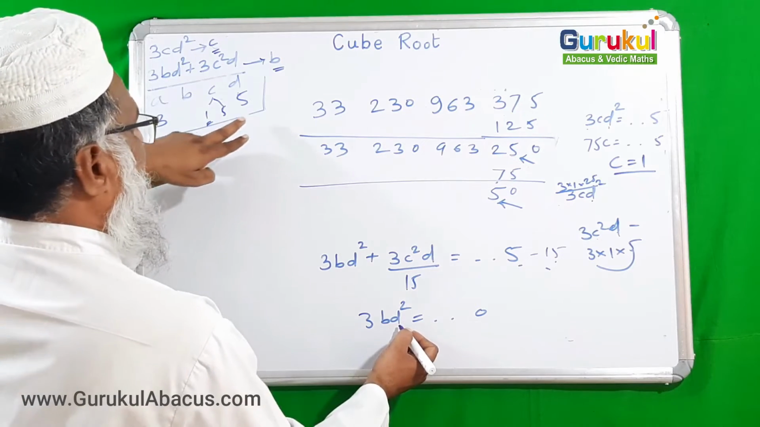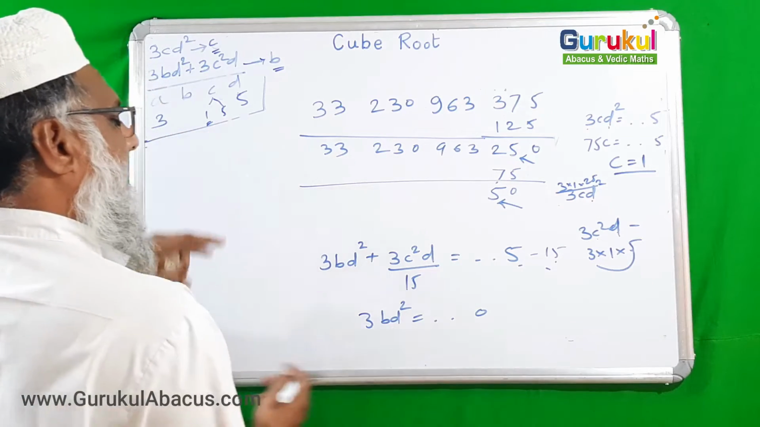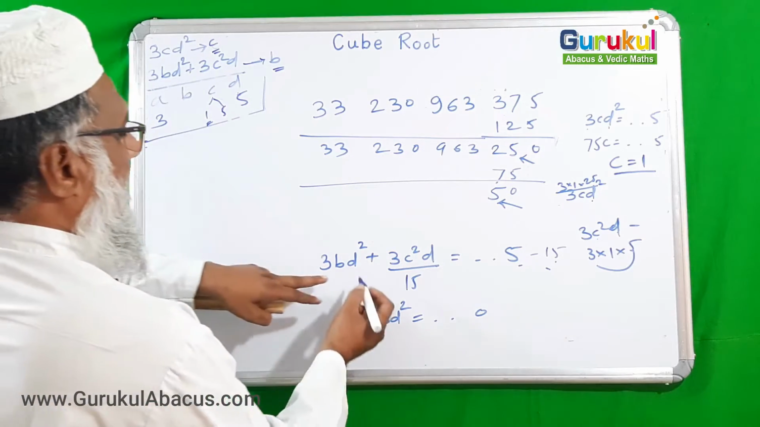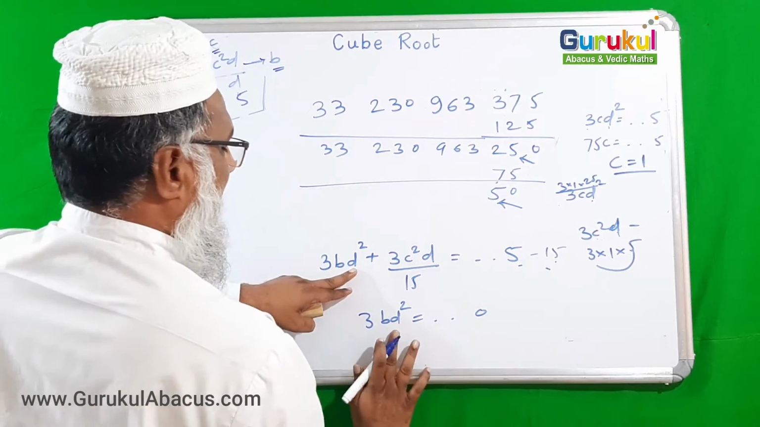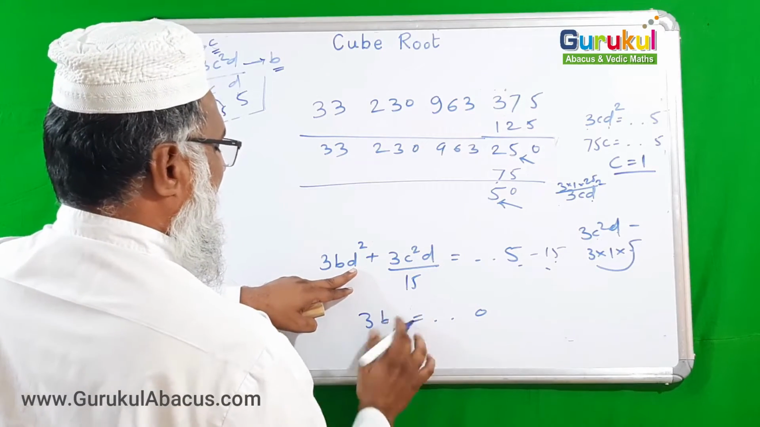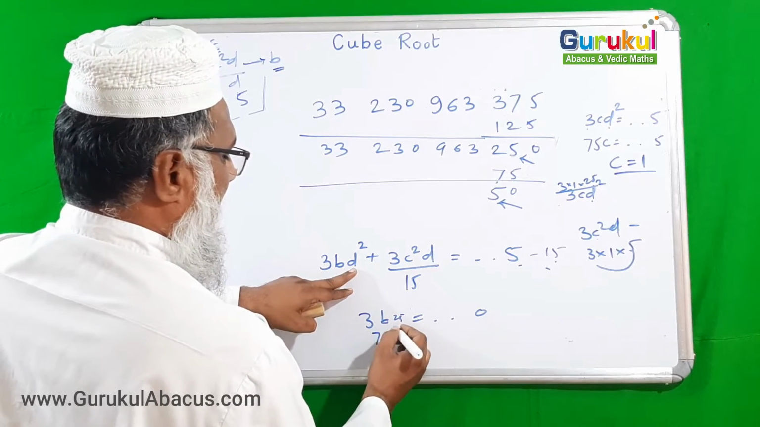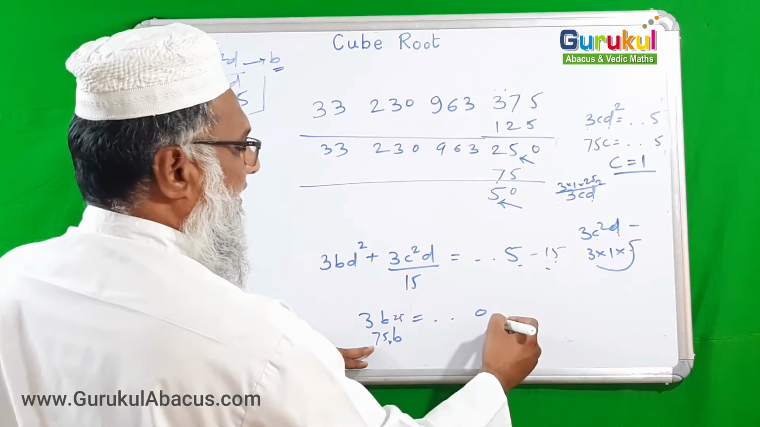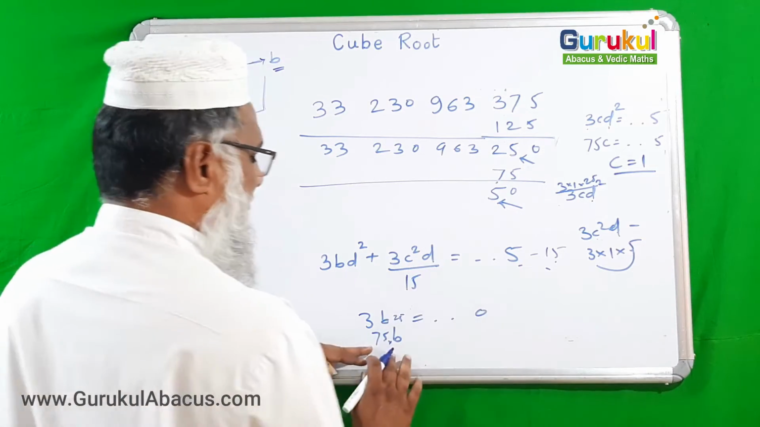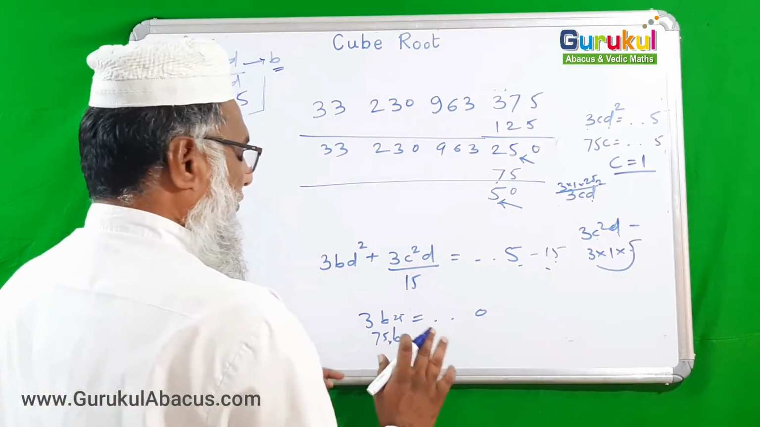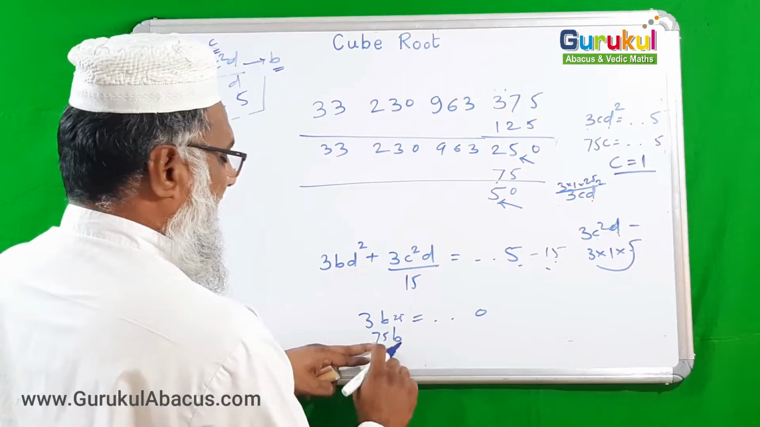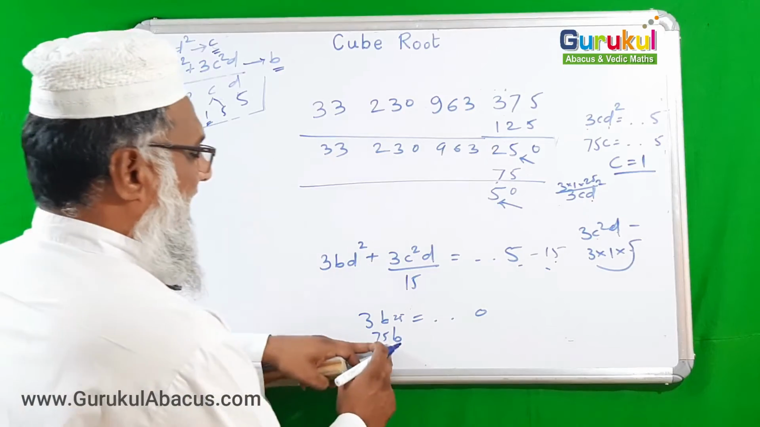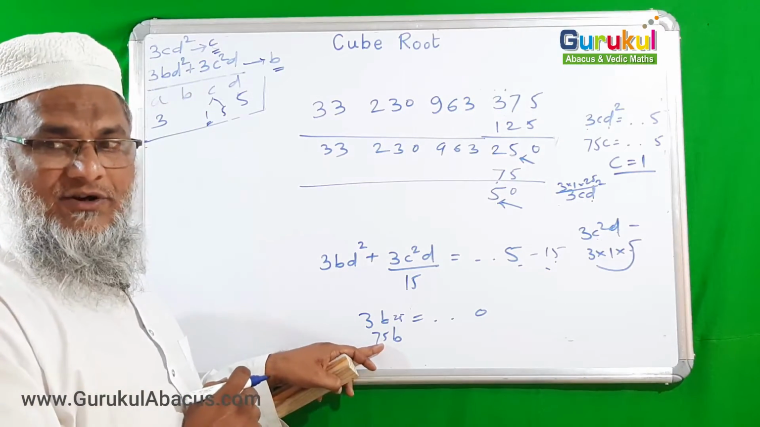And now d square, 5 fives are 25, so 75b has remained with us. If that 75 is multiplied by b, and we are taking here something minus 0, 0 only comes. So, sorry, here we are getting what? 75b is equal to ending digit 0.